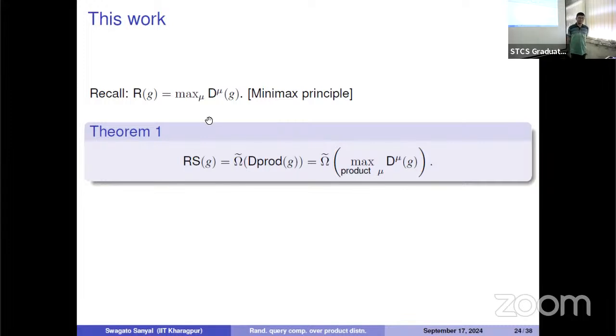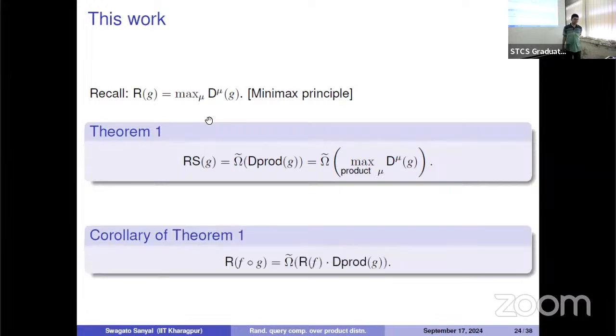Ben-David and Kothari's question was whether RS is at least R. That is, whether RS is at least the maximum distributional complexity over all mu. What we managed to show is that RS is at least the maximum distributional complexity over all product distributions. And as a theorem, one together with their composition immediately gives that R of F composition is at least R of F times D prod.